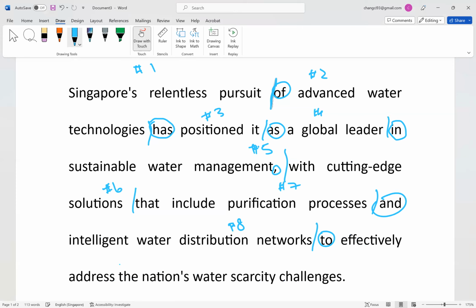Now, I can technically put one marker here as well. In this case, I'm using this particular article as a marker, right, to sort of break up the relationship between the word address and the phrase the nation's water scarcity challenges. But of course, at your level, for A levels, you guys shouldn't be struggling with this already. But just in case, for posterity, basically.